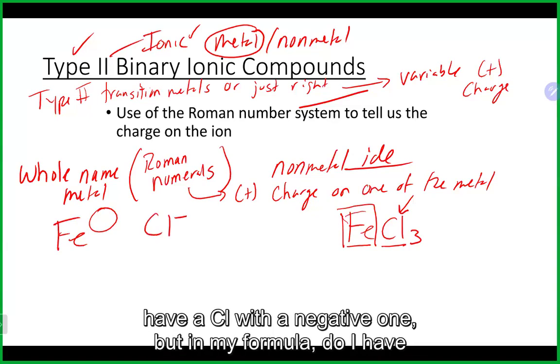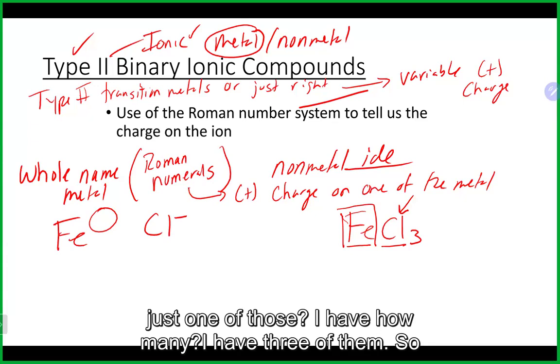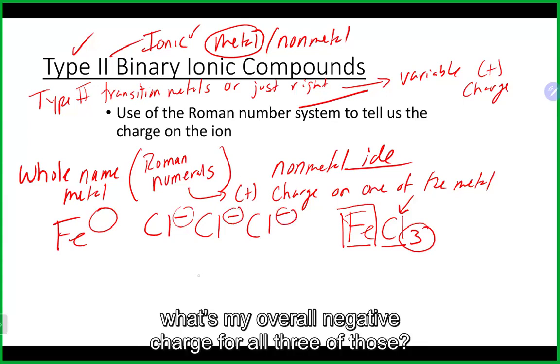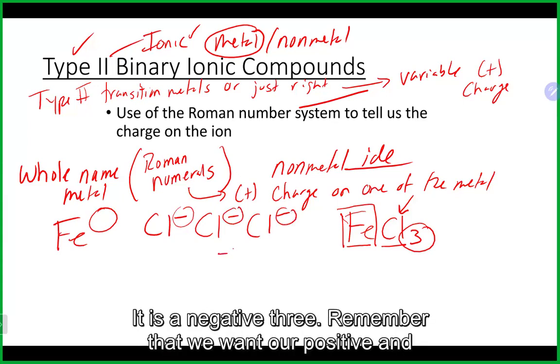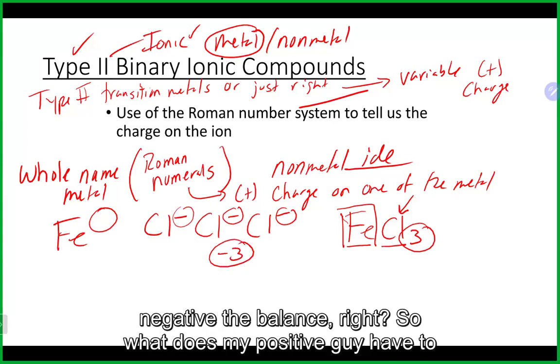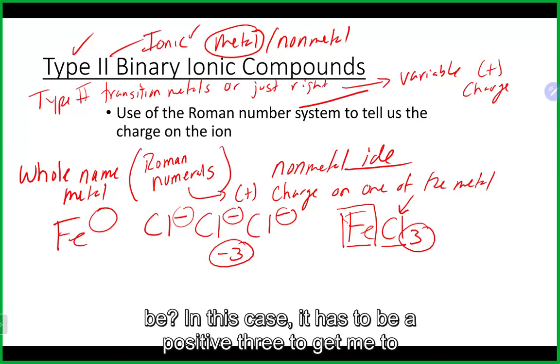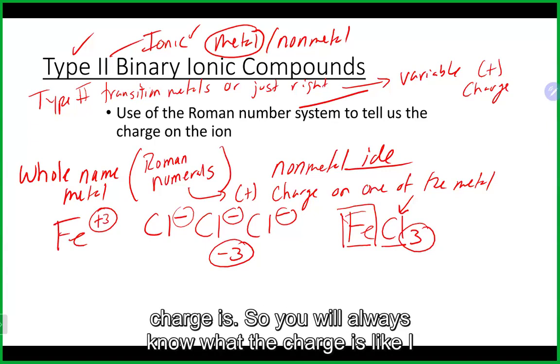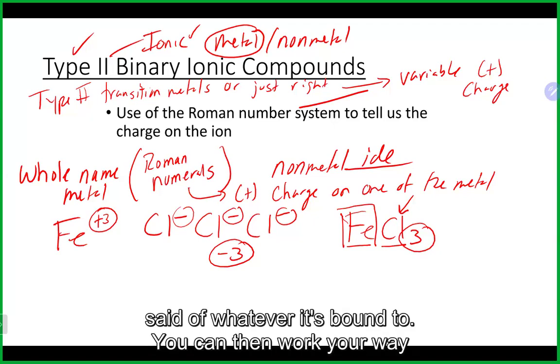But in my formula, do I have just one of those? I have how many? I have 3 of them. So 1, 2, and 3. Now, if I add up all of that negative charge, what's my overall negative charge for all 3 of those? It is a -3. Remember that we want our positive and negative to balance, right? So what does my positive guy have to be in this case? It has to be a +3 to get me to 0, right? There it is, I just figured out what the charge is. So you will always know what the charge is, like I said, of whatever it's bound to. You can then work your way backward.